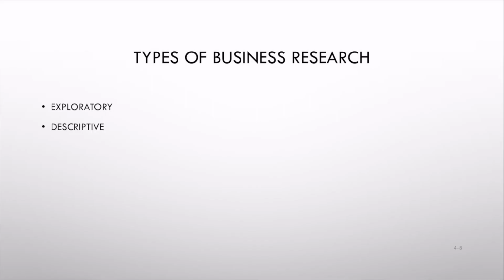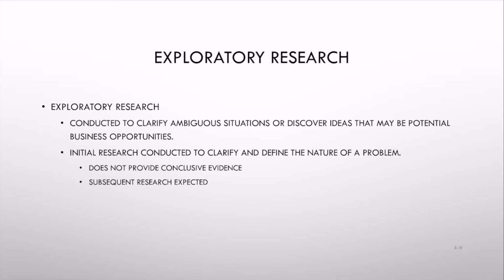Now there are types of business research. Let's take a look at that before we close out today. Exploratory research: here you're just trying to discover things. You want to clarify ambiguous situations or maybe discover new ideas that may be potential business opportunities. You're exploring. Again, Apple did that when they were looking at producing the Apple Watch. They might have sent out questionnaires, or they might have looked at trends that people were getting into to decide upon offering something like that.